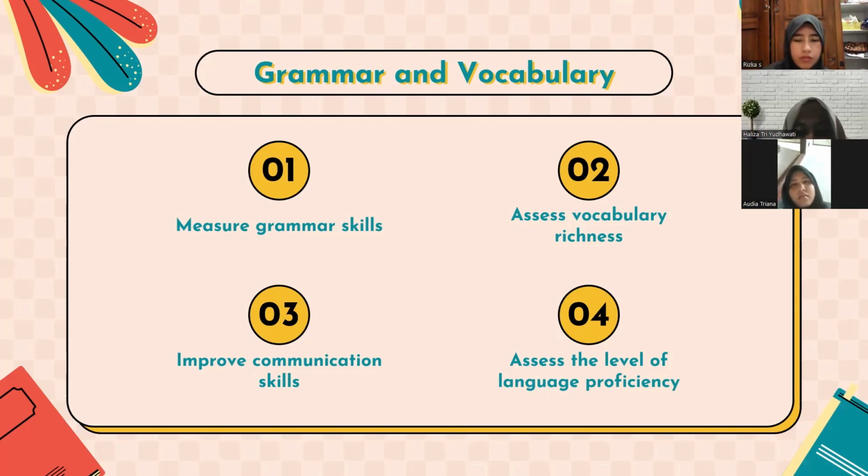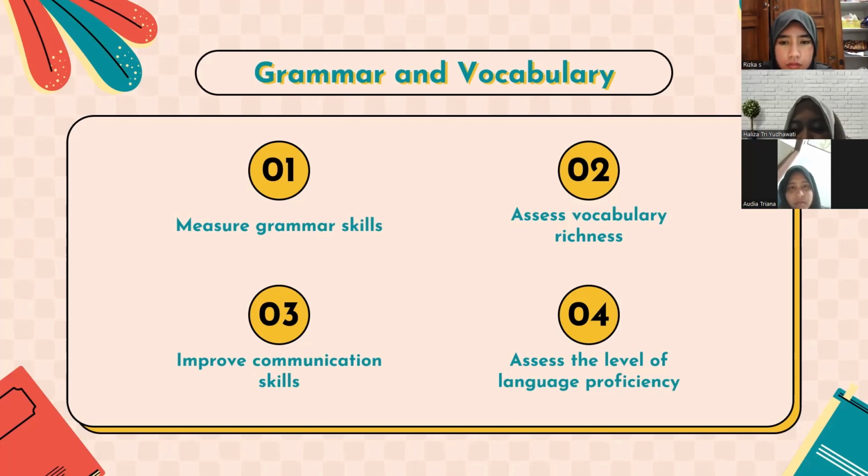The second is assess vocabulary richness. Vocabulary tests a person's understanding and use of vocabulary. It involves an understanding of the meaning of words, synonyms, antonyms, and use of idioms, common phrases, and idiomatic expressions. This test helps measure the extent to which a person has an extensive vocabulary and is able to use words appropriately in different contexts.